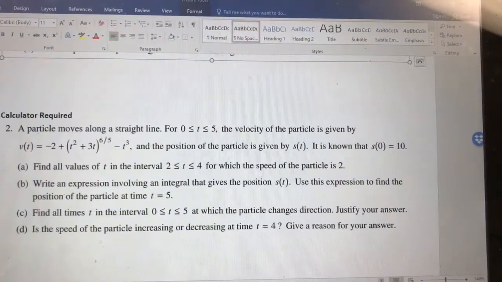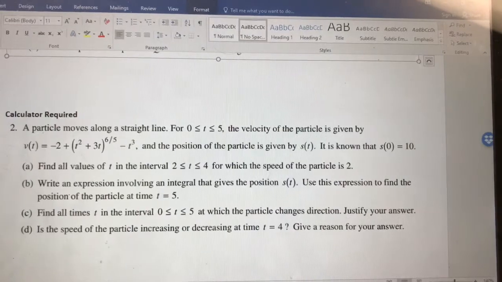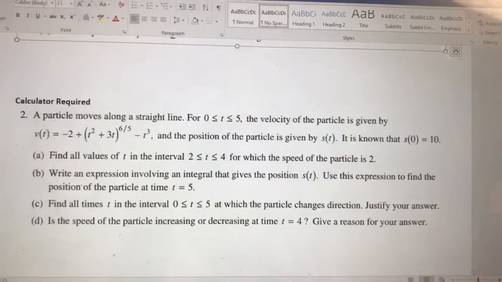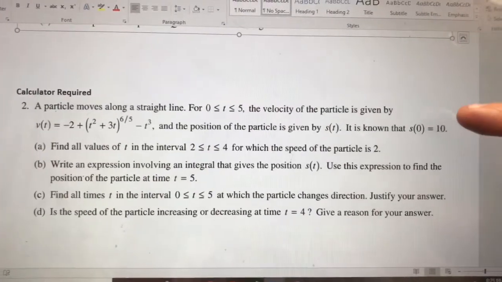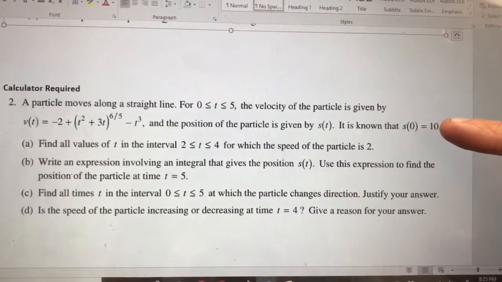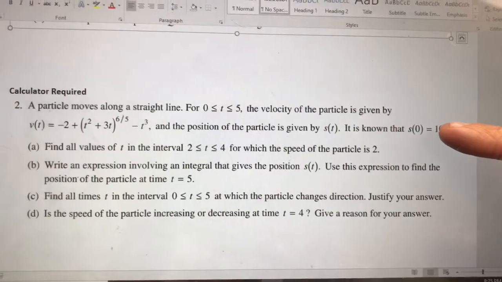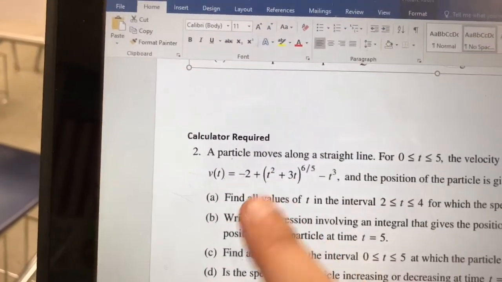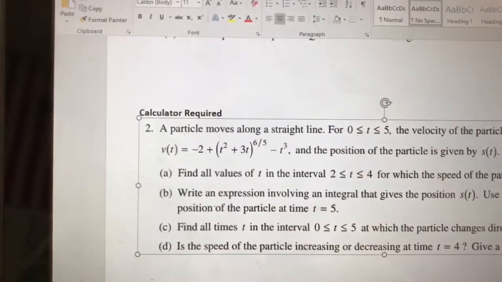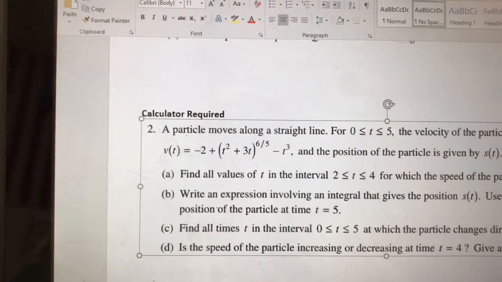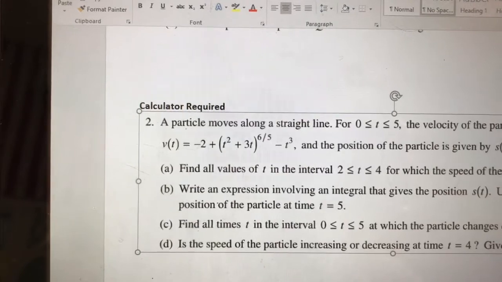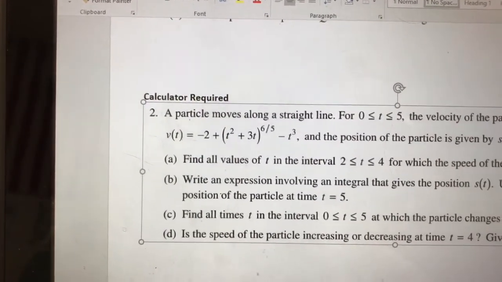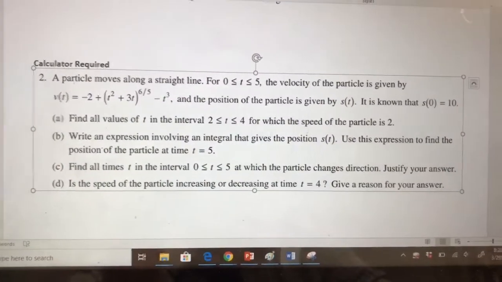2b, it says, write an expression involving an integral that gives the position s of t. Use this expression to find the position of the particle when t is equal to 5. Well, notice up here they tell us the position when time is 0. And I don't know about you, but this looks like a really tough problem. Normally you would integrate the velocity. They take the derivative of the position equation to get the velocity. You would take the integral to get the position equation. But that inside function there is going to be too hard to integrate, and you have a calculator.